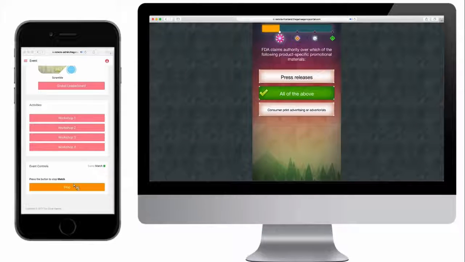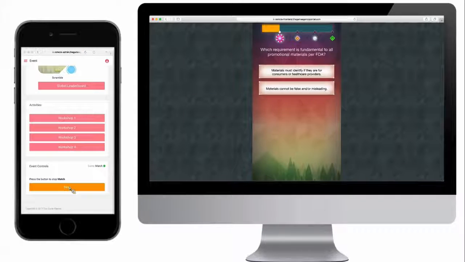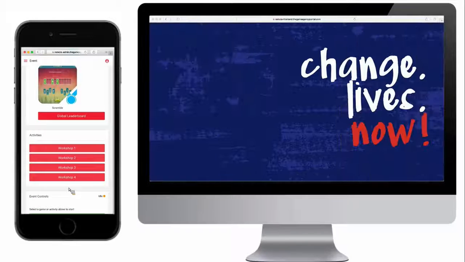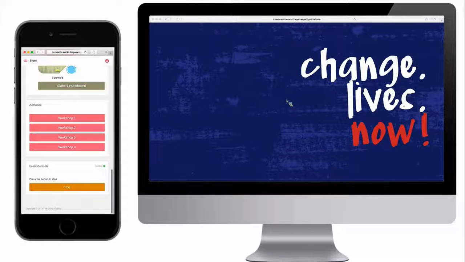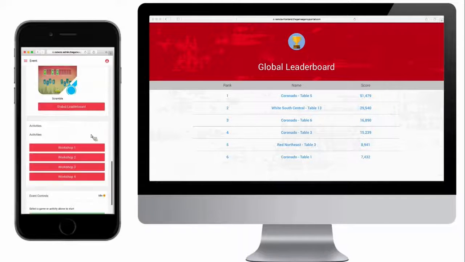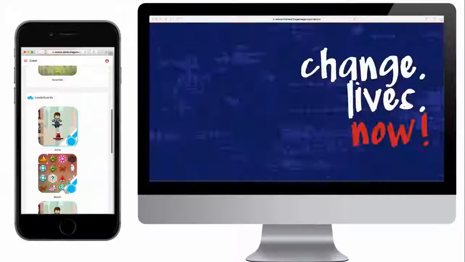As they were going, they would continue on, and they would compete with each other. When the games were over, we had about 5 minutes for each of the games for the teams to play. They would hit stop. It brings them back in. The nice part was we also had a global leaderboard that would show how the different rooms and their tables were competing against each other. In this case, Coronado Table 5 is in the lead for this particular game. In the individual rooms, they were also able to see how they were doing against their peers in their room.